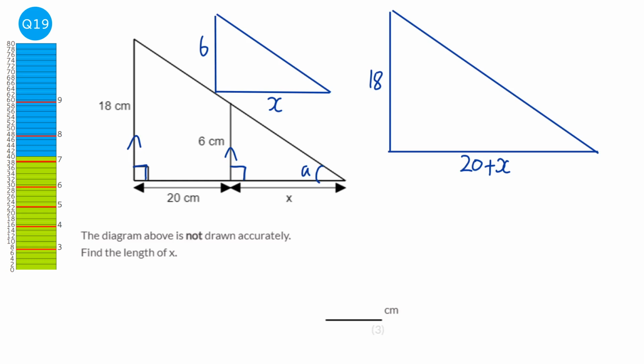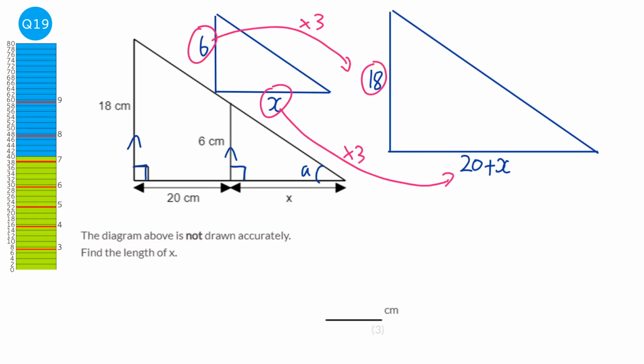And so they are definitely similar, which means that one is an enlargement of the other. So we need the scale factor first. Now if you look at the 6 and the 18, they are what we call corresponding sides. So we need to work out the scale factor by finding out what I multiply the 6 by to get to the 18. Well, that's obviously going to be 3. So we now know that we can times the x by 3 to get to the 20 plus x. So we can write that down. 3x, I'm timesing the x by 3, and that will give me 20 plus x.